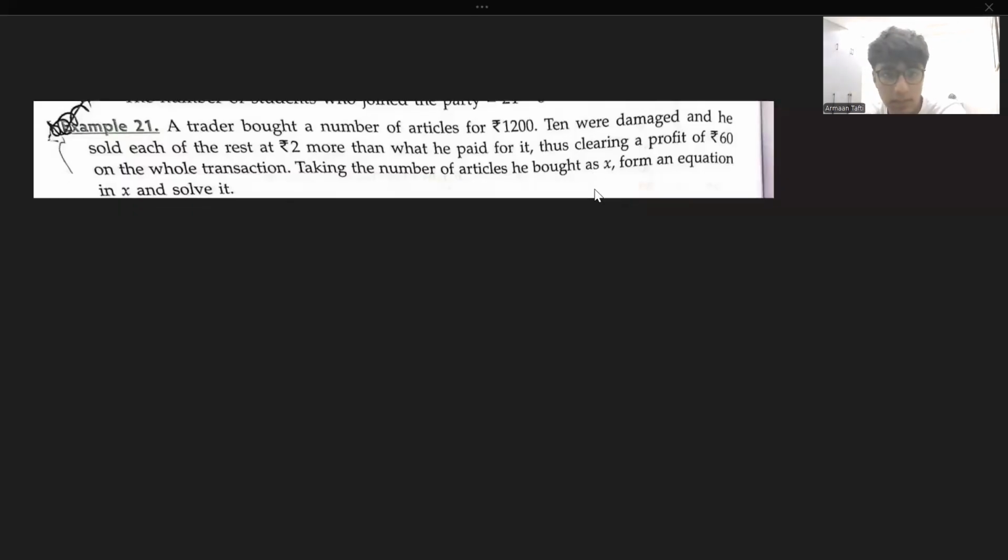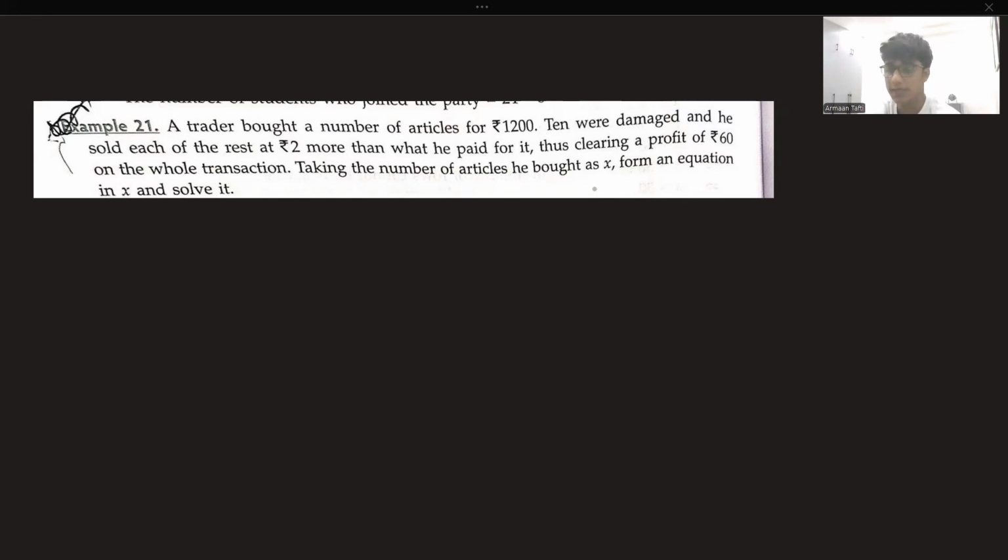Okay, moving on to the next question. A trader bought a number of articles for 1200. 10 were damaged and he sold the rest at rupees 2 more than what he paid for, thus clearing a profit of 60 rupees in the whole transaction. Taking the number of articles he bought as X, form an equation in X and solve it.